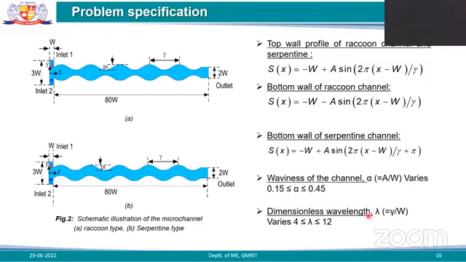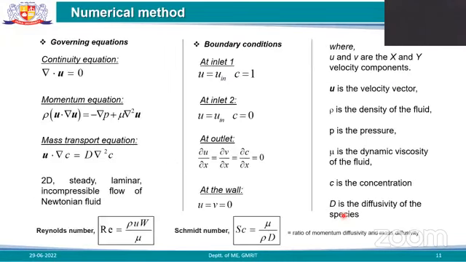And here lambda is also varied, which I told is gamma divided by W, from 4 to 12. So we will see how it varies for the different parameters and how we get the different results. These are the numerical methodologies: the continuity equation, momentum equation, and mass transport equation.